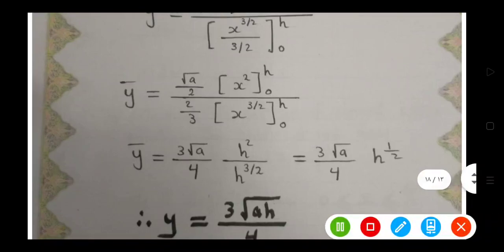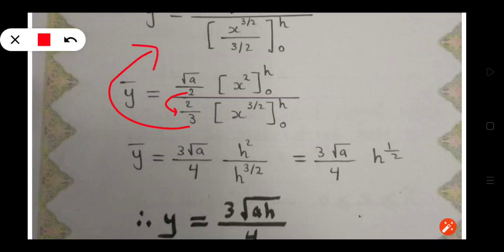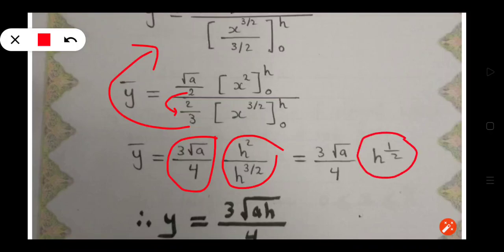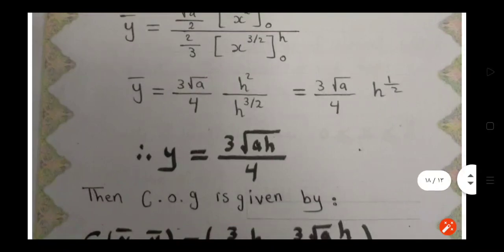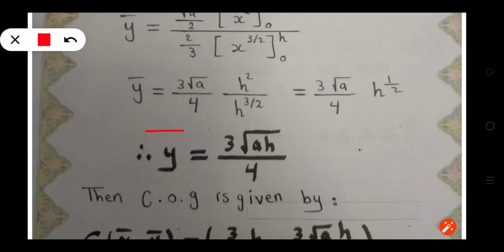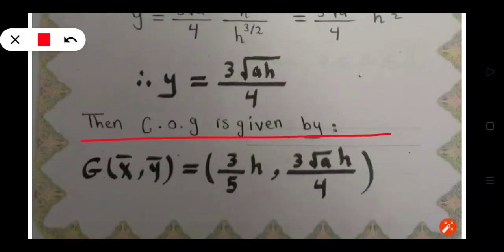Now we notice that 2 and 3 will give 3 over 4 root a, h squared over h power 3 over 2. This will equal h power half. Now h power half equals root h. Taking this inside root a, it will equal root a h. So y bar will equal 3 root a h over 4. Now we have the center of gravity, which is given by 3 over 5 h, and 3 root a over 4 h.